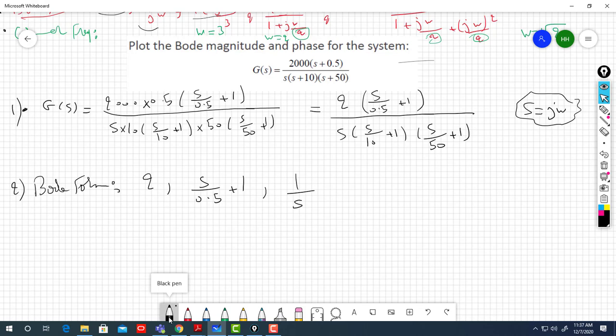1 over S. This is standard form. I know how to draw it. This is minus 20 decibel per decade and phase minus 90. So you need to remember them by heart, the standard form, how to draw them. So quickly you can draw everything.